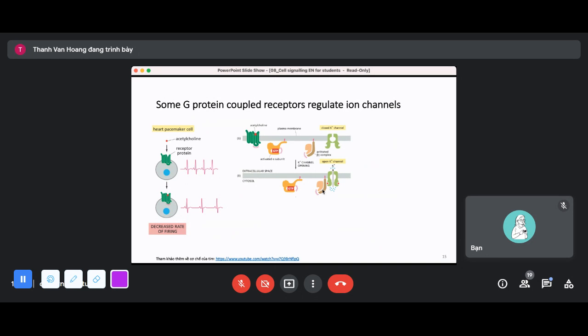And the beta gamma complex can go to the potassium channel and open the channel so that potassium can diffuse. And in which direction, do you know? Do you know where in the cells they have high potassium concentrations? Do you know, guys? No?